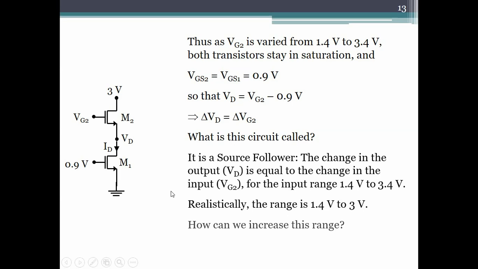Alright, next question. So this is a range 1.4 to 3 volts. Ideally, of course, I would like the range of my input voltages over which this circuit works as a source follower to be 0 to 3 volts, but clearly that is not possible. But can I increase this range? 1.4 is just slightly larger than 50%. Can I increase this range? What can I do to make this range, 1.4 to 3 volts, larger? What can we do?